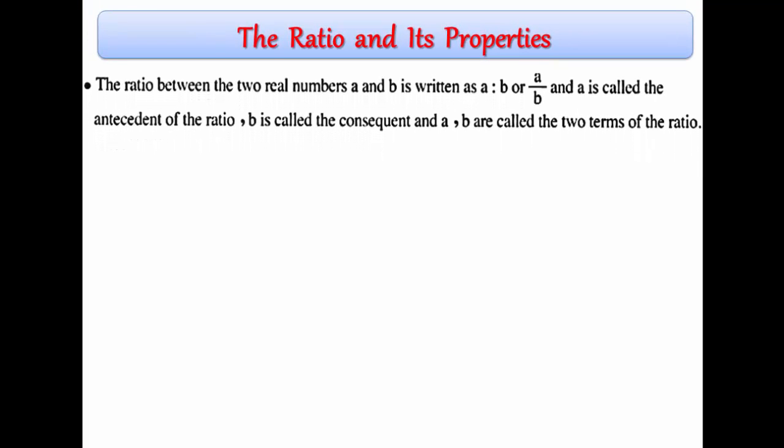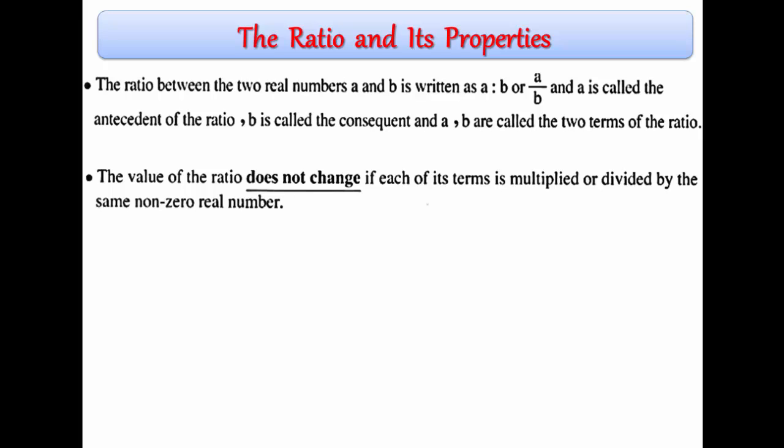The ratio and its properties. The ratio between two real numbers a and b is written as a to b or a over b, and a is called the antecedent of the ratio, b is called the consequent, and a and b are called the two terms of the ratio. The value of the ratio doesn't change if each term is multiplied or divided by the same non-zero real number.